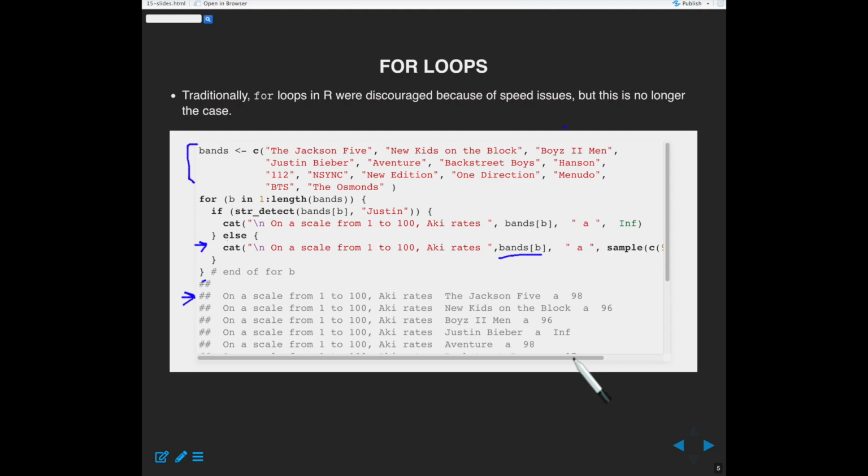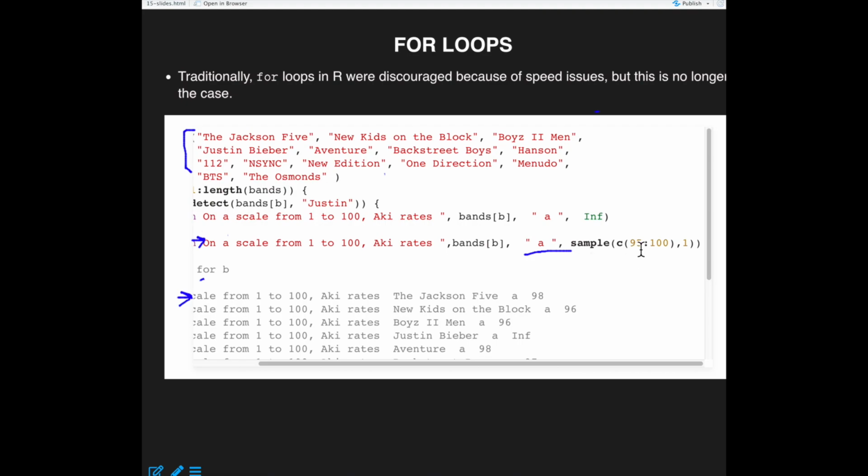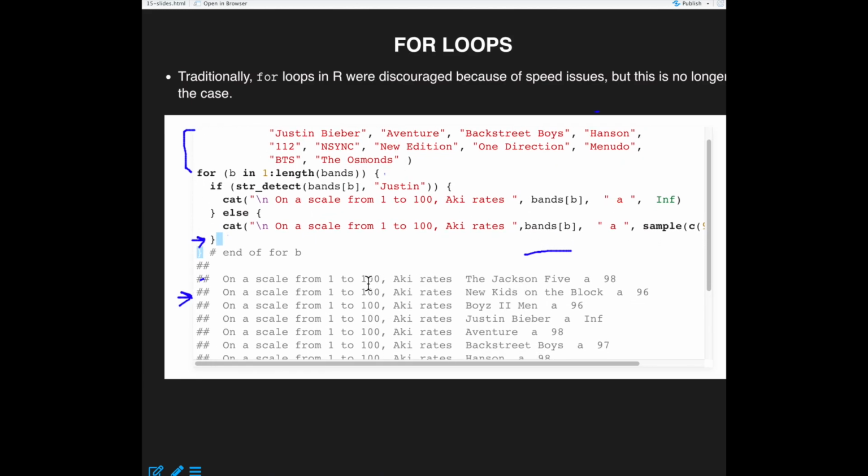And how much does he like that on a scale of 1 to 100? Well, we use the random number function. So I choose a random number between 95 and 100 because he loves all these bands. And that's the sample function. And you can see here that Aki loves Jackson 5, or rates them as a 98 out of 100. Then we go back to the beginning of the loop.